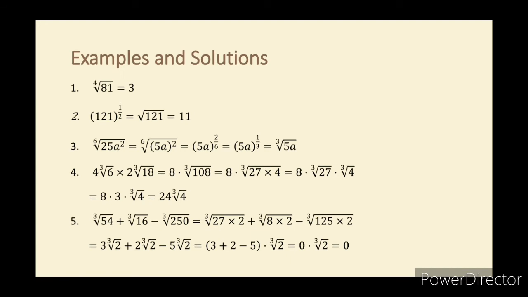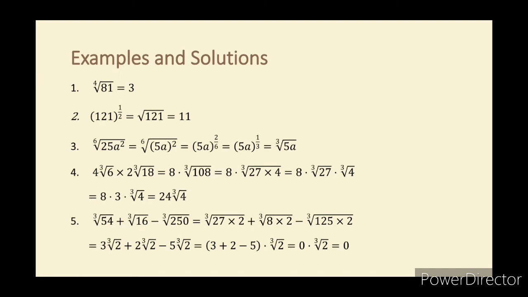Number 4. 4 cube root of 6 times 2 cube root of 18 equals 8 times cube root of 108 equals 8 times cube root of 27 times 4 equals 8 times cube root of 27 times cube root of 4 equals 8 times 3 times cube root of 4 equals 24 cube root of 4.